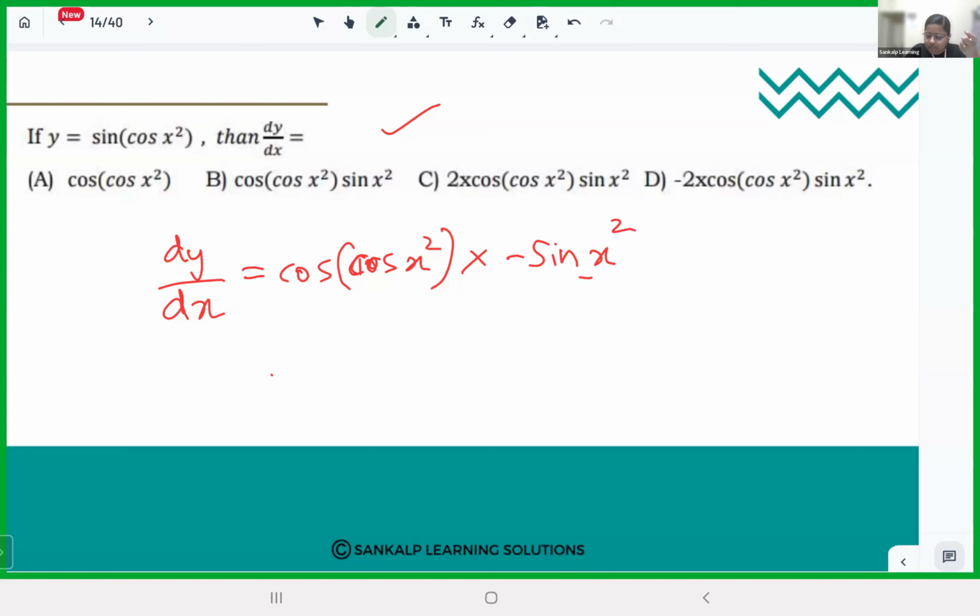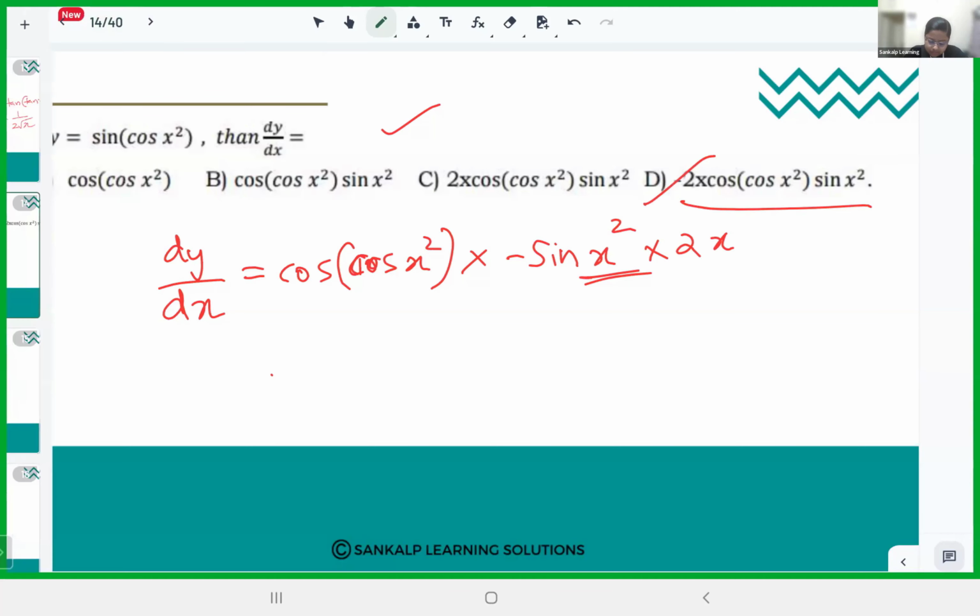And here, in the place of x, we have assumed x square, right? So we have assumed the function x square as x, right? So we have to multiply the derivative of x square also. What is the derivative of x square? It is nothing but 2x, right? So this into 2x. Okay. So what is the derivative here? It is minus 2x cos of cos x square into sin x square. So option D is right. All right. Moving on to our next question.